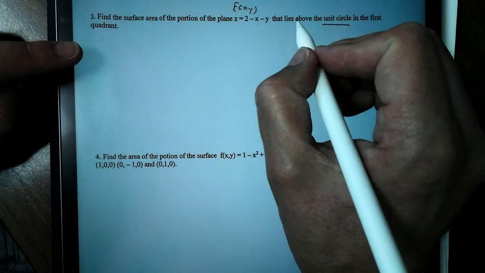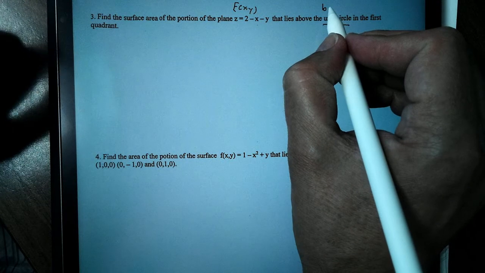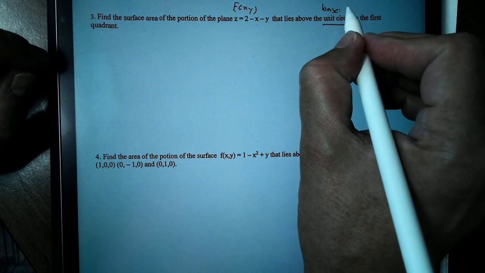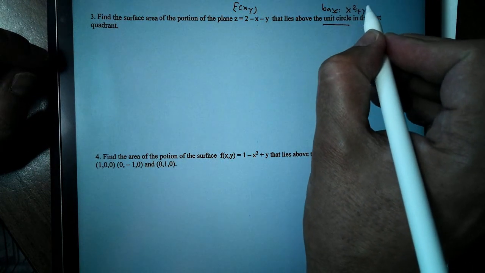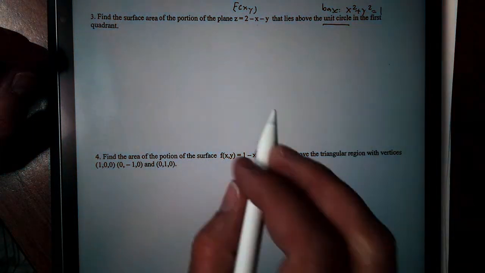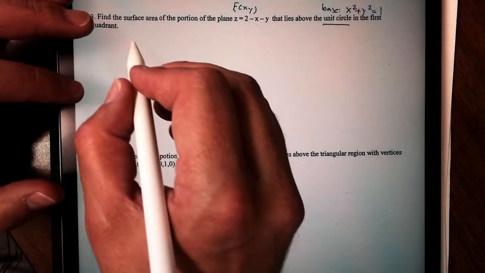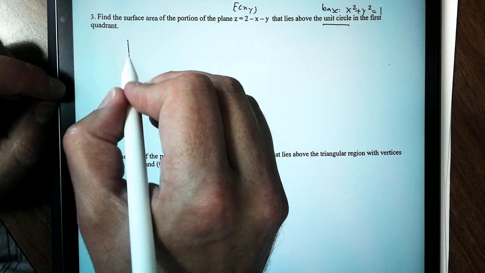This is because we're above this in the first quadrant. Of course, this is our base, and we can write that x squared plus y squared equals 1. So let's take a look at the region. It's always good to see the region that we're looking at.